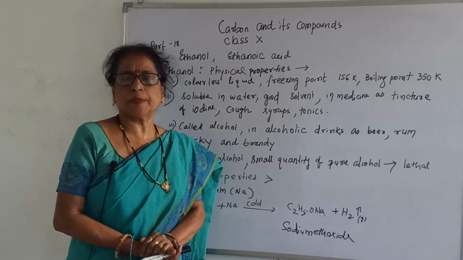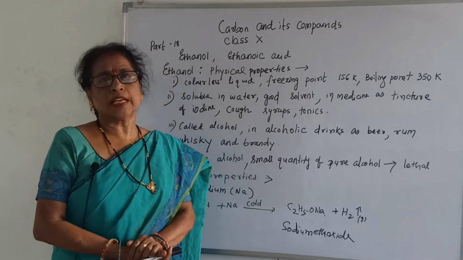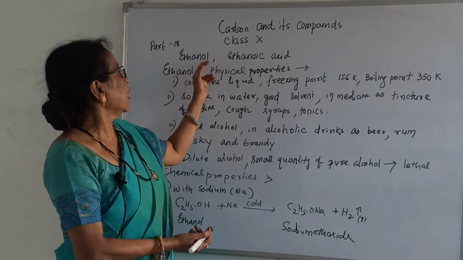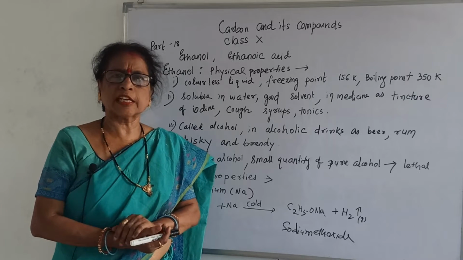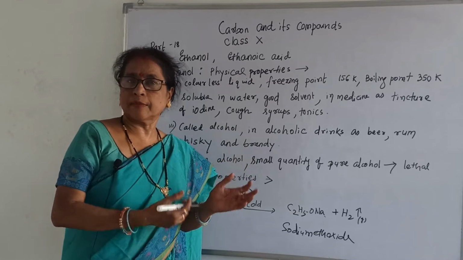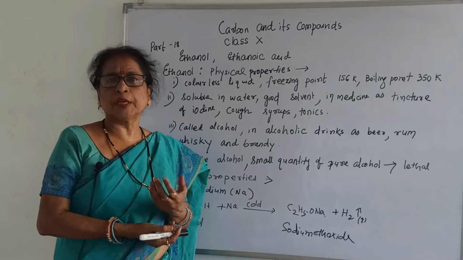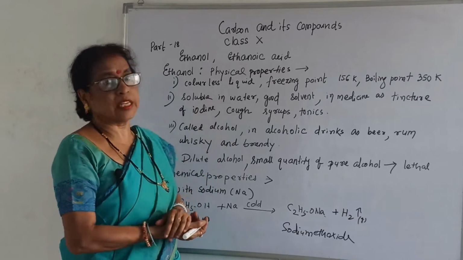Now I am going to explain the chapter Carbon and its Compounds for class 10th, which is according to the CBSE syllabus. Now the topic is ethanol and ethanoic acid. What are the main characteristics of ethanol? What are the physical properties of ethanol? And what are the chemical properties of ethanol? But in higher classes you will read more physical properties, more chemical properties, and also lastly uses.